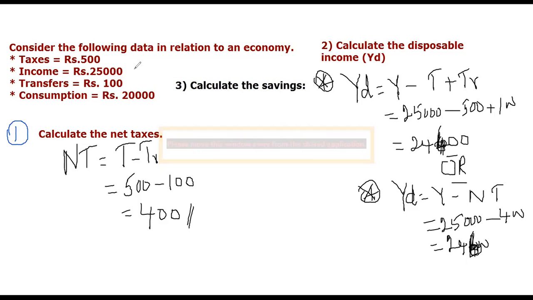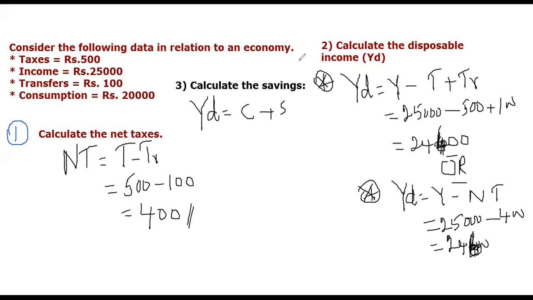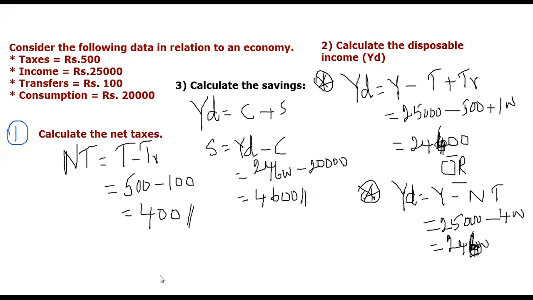Savings, how to find? You know, YD is equal to C plus S. Then S is equal to YD minus C. What is YD? 24,600. What is C? 20,000. So 4,600 is what? Savings. Sure, no?